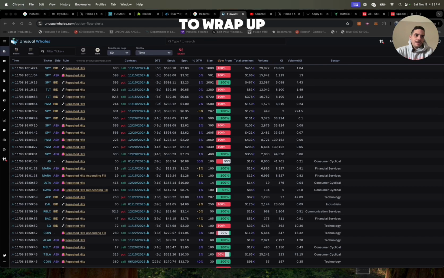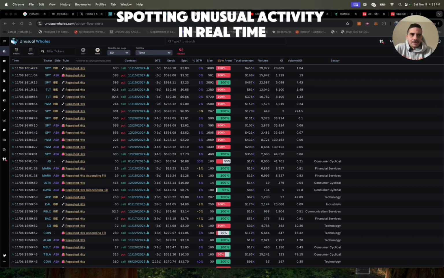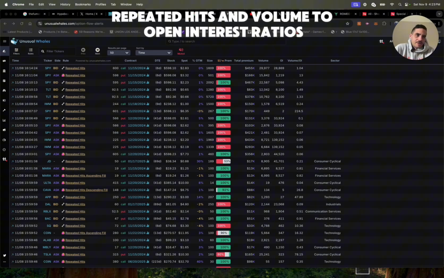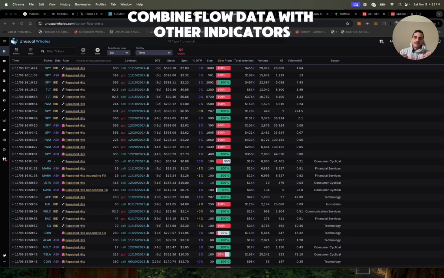To wrap up, the flow alert tool is incredibly powerful for spotting unusual activity in real time. By analyzing bid-ask flow, repeated hits, and volume to open interest ratios, you can gain insight into the sentiment and potential direction of stocks or ETFs. So remember, combine flow data with the other indicators for a stronger strategy.